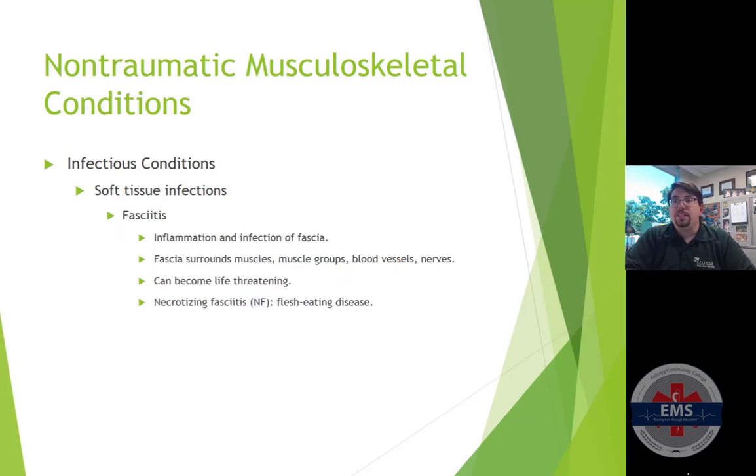Fasciitis is another one that we might see. It's an inflammation infection of the fascia. Remember, fascia is what actually creates these groups of muscles. It's what surrounds muscles, muscle groups, and blood vessels and nerves. It's a very fibrous type protective coating.